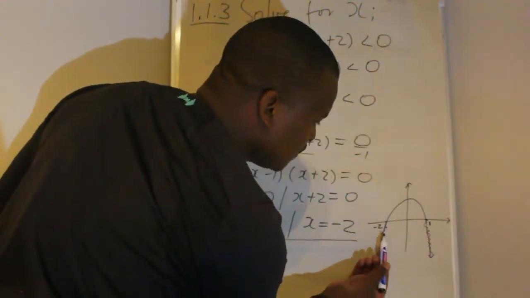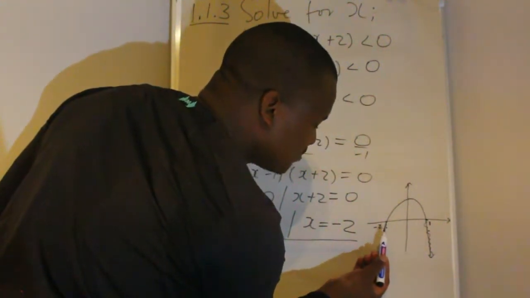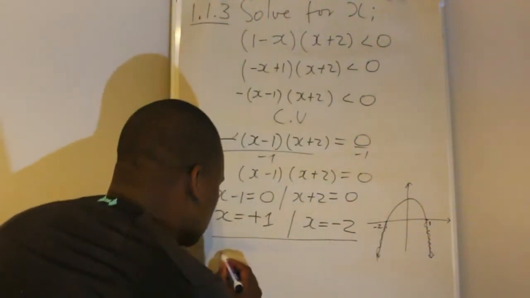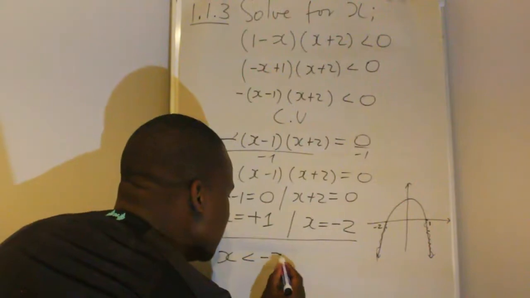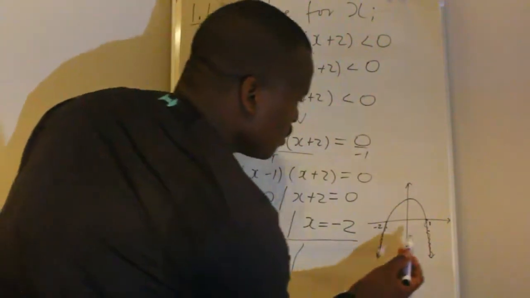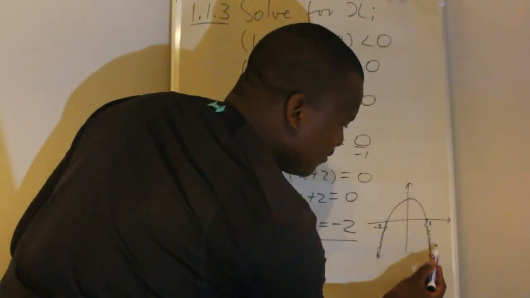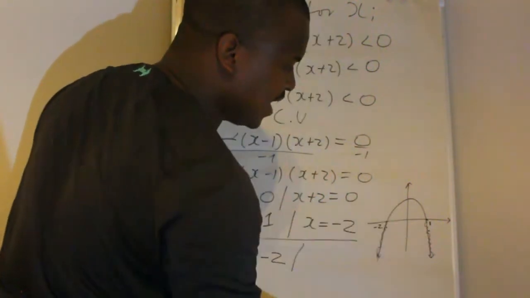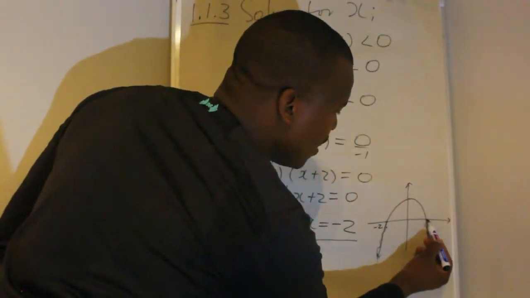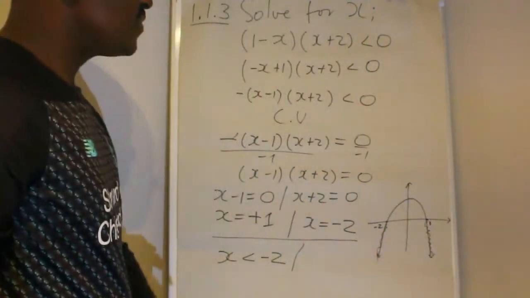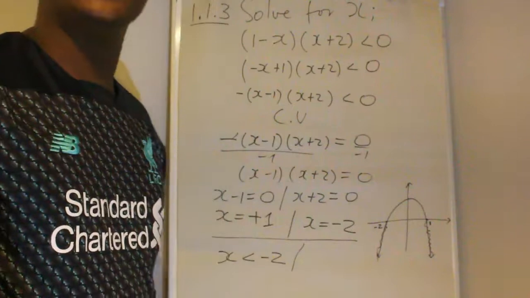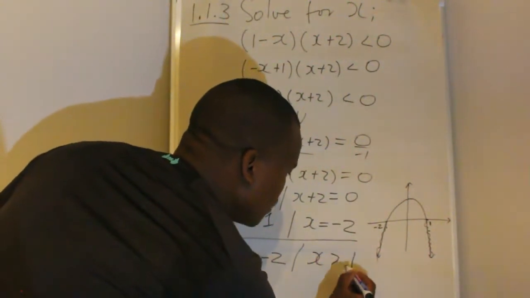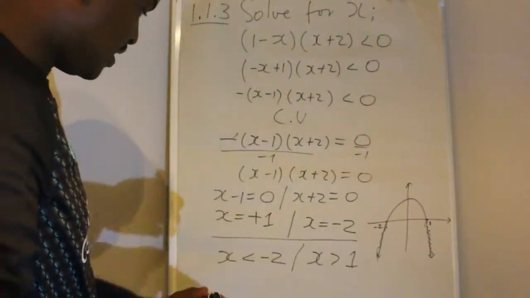So what are the values? The x values giving these negative y values are the values on this side. That is where x is less than negative 2, where we get the negative y values of the graph. Your graph becomes negative where it is below the x-axis, and these are the x values that give you the negative values of the graph. So that's where x is greater than 1. So this is your solution for this.